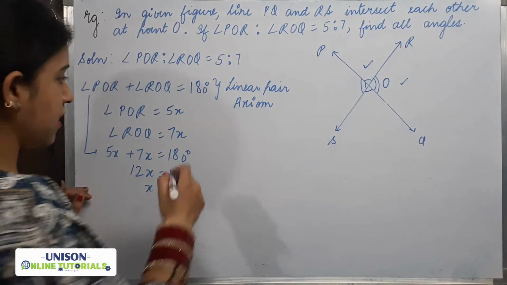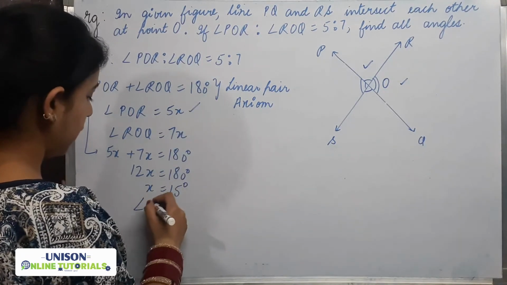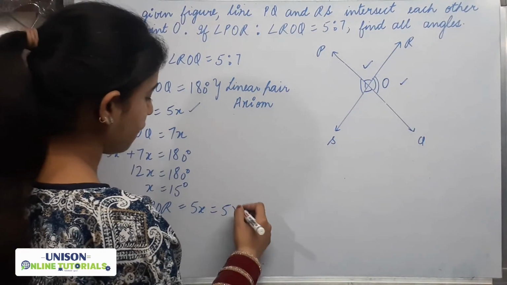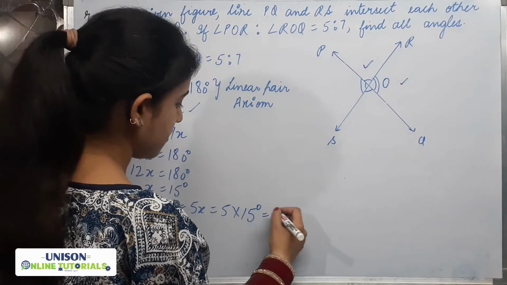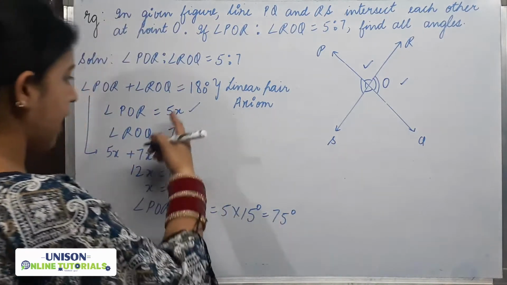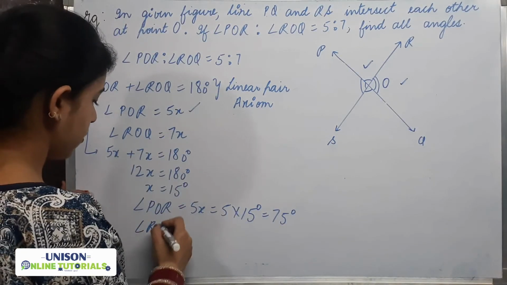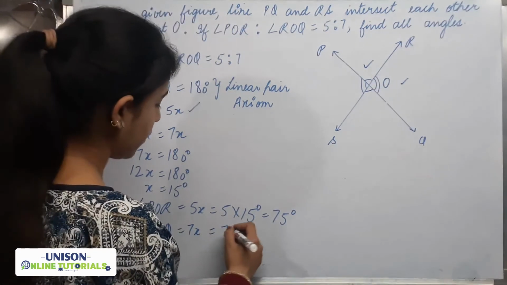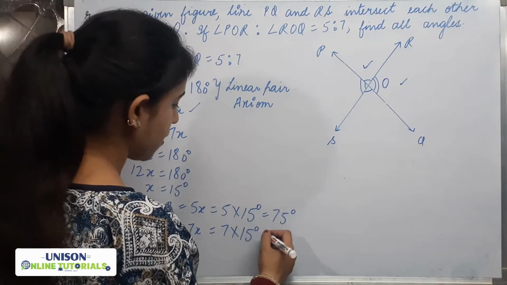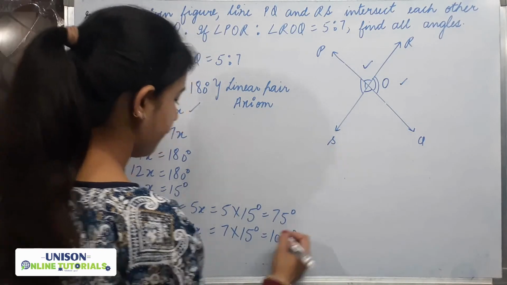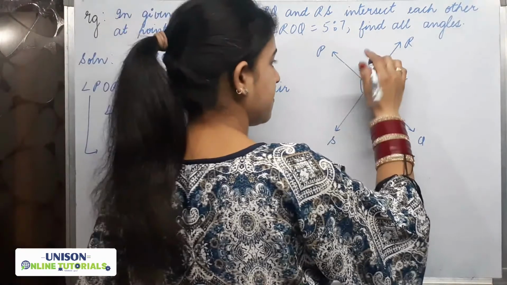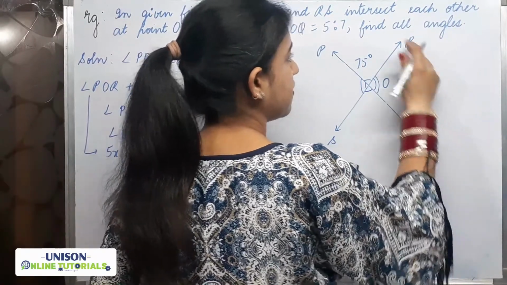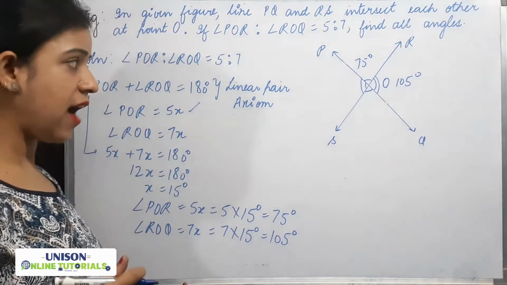Now we have to find these two angles. Angle POR is 5x, so 5 into 15 gives 75. And the next one, angle ROQ, is 7x, so 7 into 15 gives 105. So this angle is 75 degrees and this angle is 105 degrees, and we have to find all the angles.